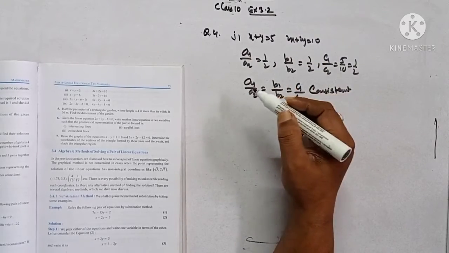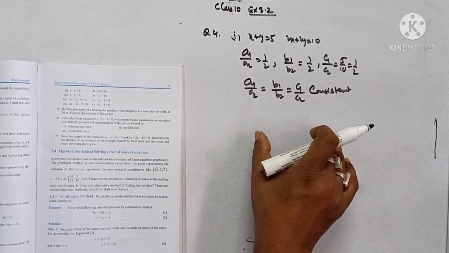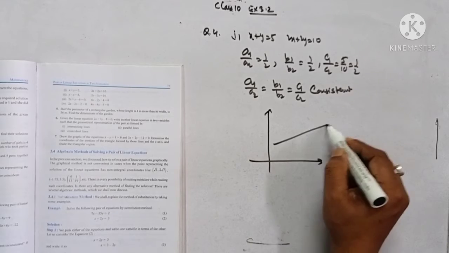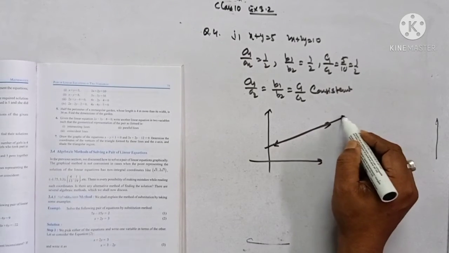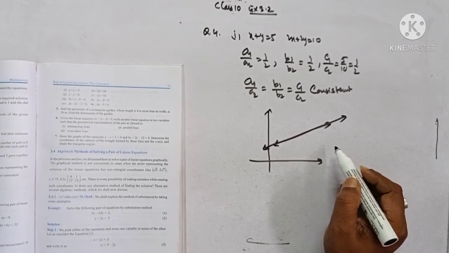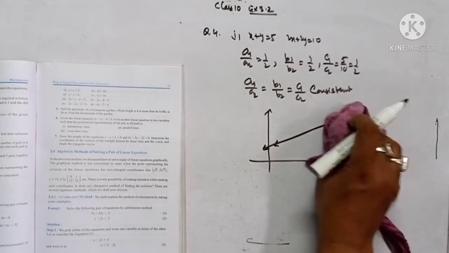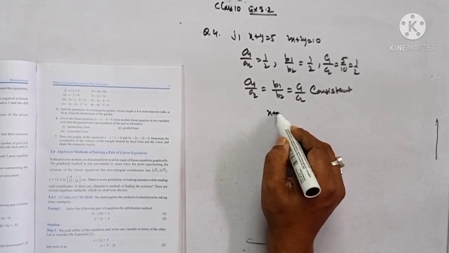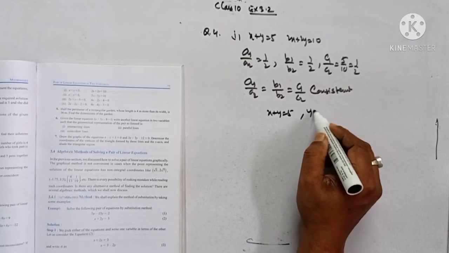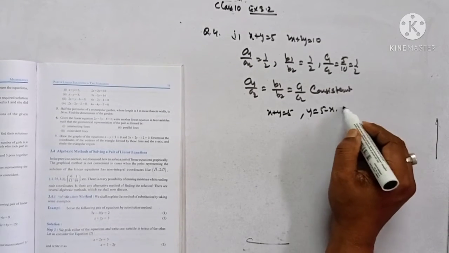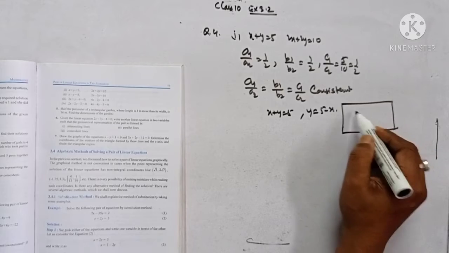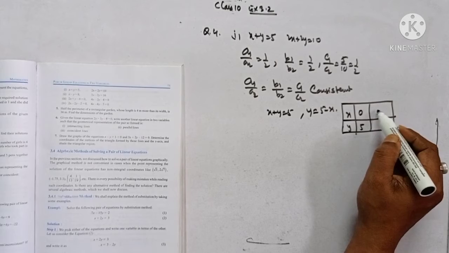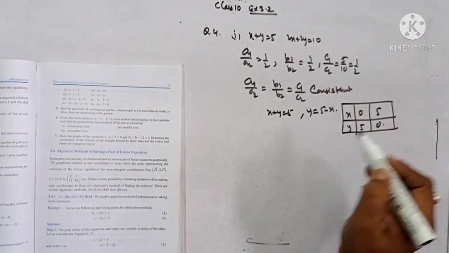And you will get that one. Your graph will be somewhat like this. This is a graph of, and above that this will be another graph, so coincident. Now, or I can draw a graph for you to make it clear. That is x plus y is equal to 5. So y is equal to 5 minus x. So here you draw this table, x, y. For x is equal to 0 it is 5, for x is equal to 5 it is 0.